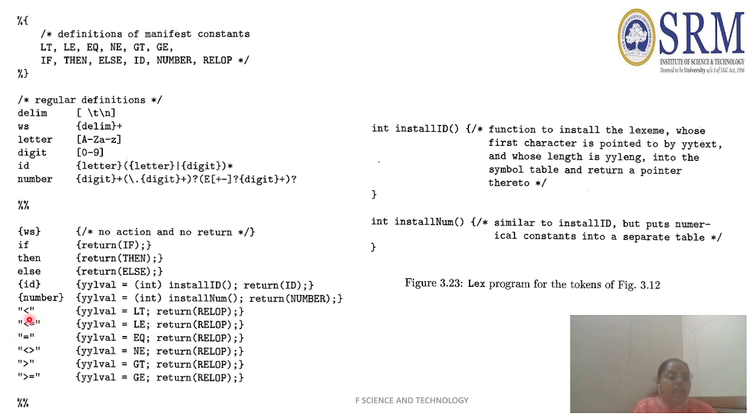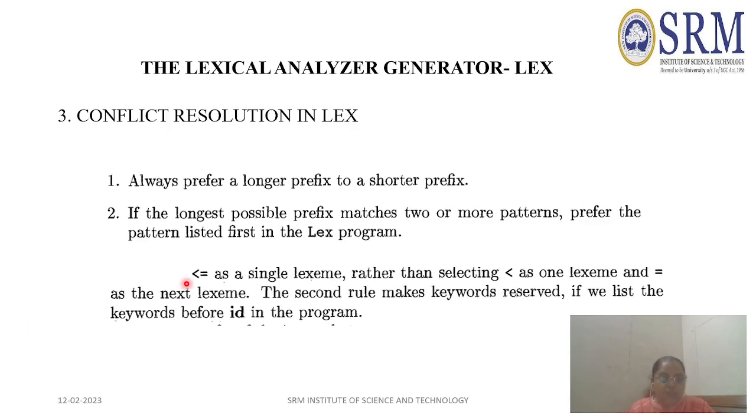Less than is there, and if you get an equal to next to that, not separately, you can have the less than symbol, and after the less than symbol you are having less than or equal to, right? So before the equal to symbol you are getting it as less than or equal to. This means that if the longest possible prefix matches two or more patterns like less than or equal to, prefer the pattern listed first in the Lex program.